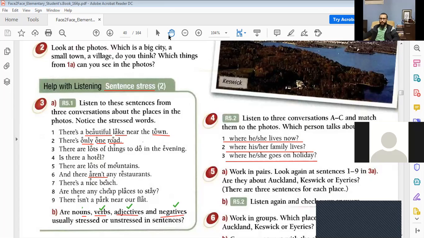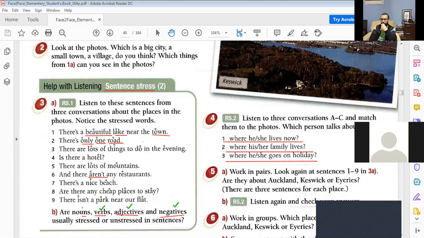Recording 5.2. Conversation A. Do you know any good places to go on holiday in England? Well, we always go to Keswick in the Lake District. It's lovely. Oh, really? Yes. There's a beautiful lake near the town, and it's a good place for walking. There are lots of mountains. It sounds great. Are there any cheap places to stay? Yes, there are. B&Bs are quite cheap. B&Bs? Bed and breakfasts. Oh, right. What was the name of the town again?